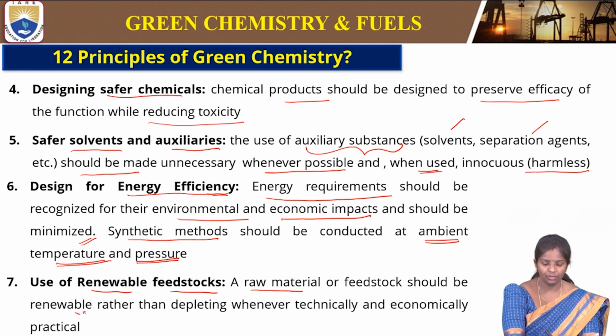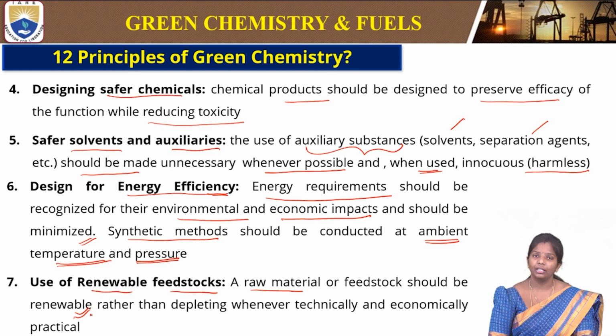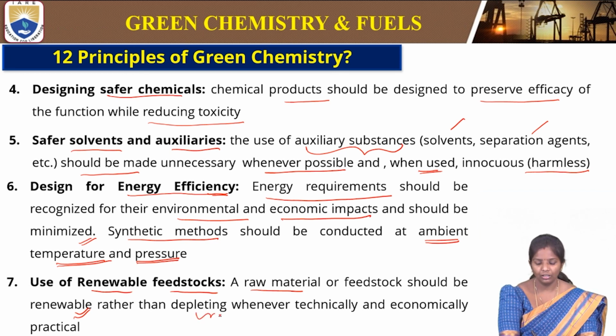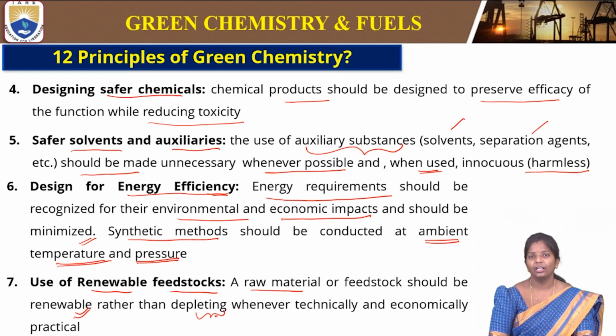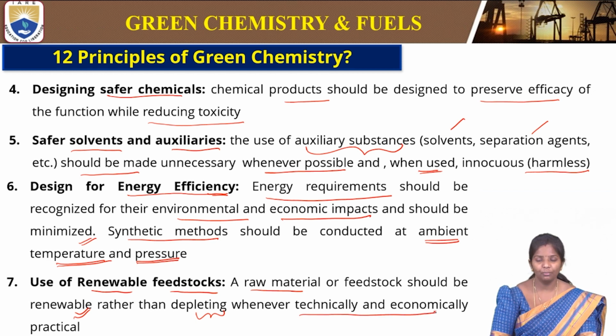So whatever raw material we are using should be renewable. That is, available more in the environment, so that they will not face the problem of depleting or lessening in number whenever the product demand is increasing. If we keep on using the raw material, it gets depleted. When we are using renewable sources, it will not be depleted. So that is how it works. We always prefer renewable feedstocks, so the depleting problem will be solved.